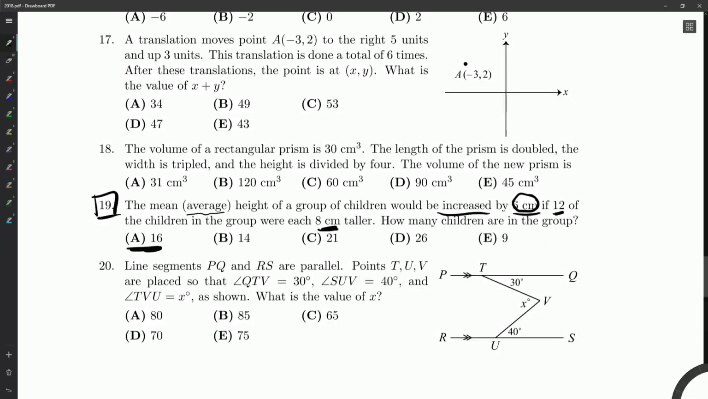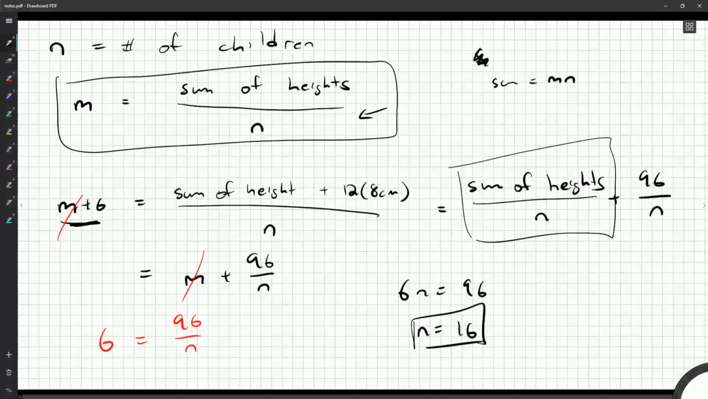That's going to be an answer of A. So we take A, we bubble it in, and we move right along to our next question, question 20. I'll see you there.